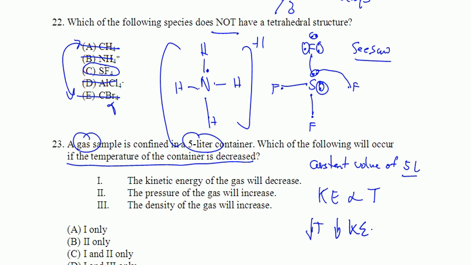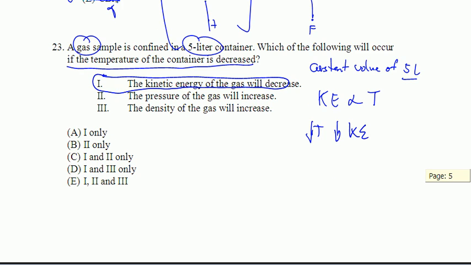1, the kinetic energy of the gas will decrease. Very, very true. Look at the way I'm making my predictions before I go through and answer it. So 1 has to be true, so we can get rid of B as a choice. The pressure of the gas will increase.